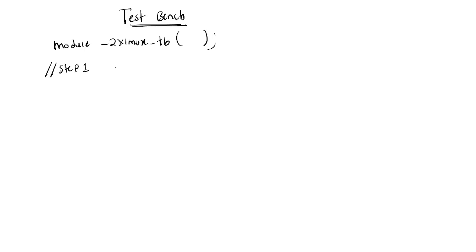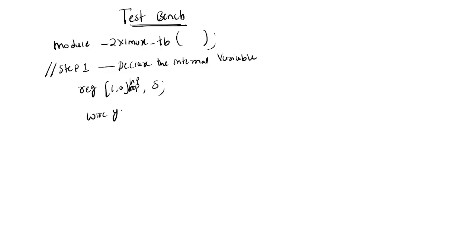You need to declare the internal variables. So what are the internal variables? In the test bench, you declare inputs with reg data type and outputs with wire data type. Reg 1 down to 0 inp, and reg s. And wire y, since the output is a wire.